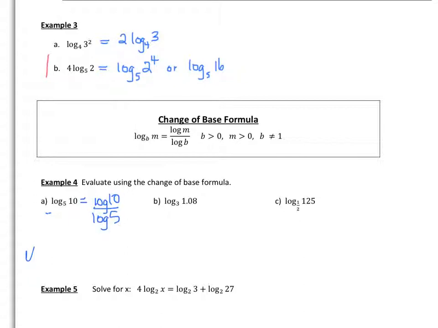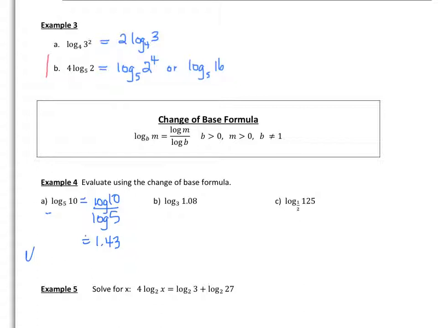Now the advantage here is that I can then use my calculator to evaluate both of these logarithms because now they're both common logarithms. They're both base 10 logarithms. So typing that into your calculator, you should get an answer of approximately 1.43.